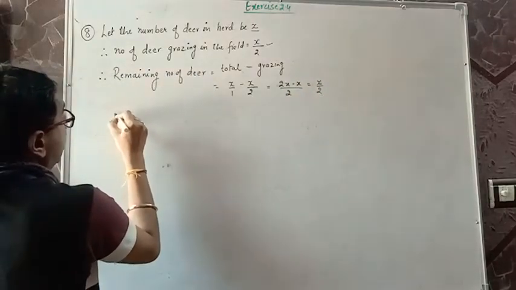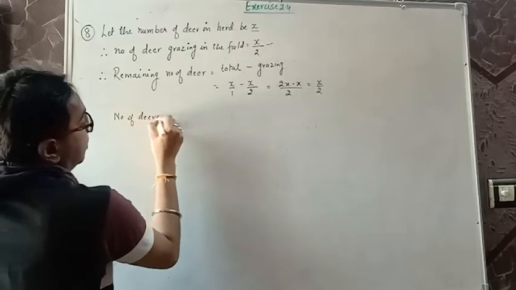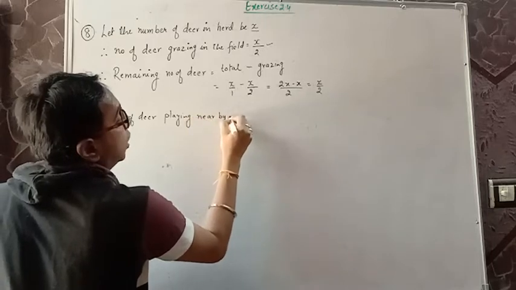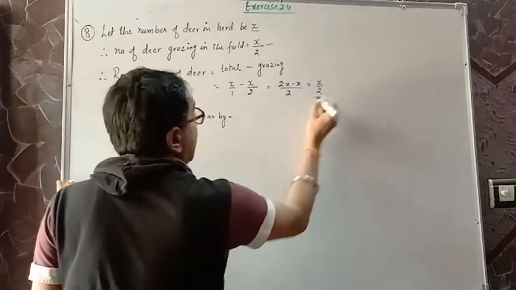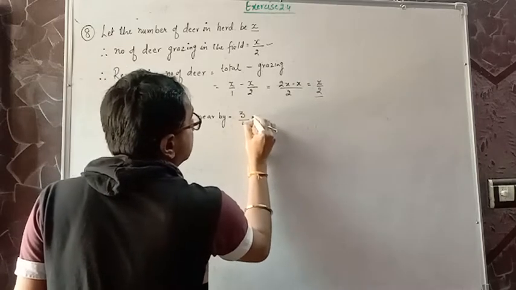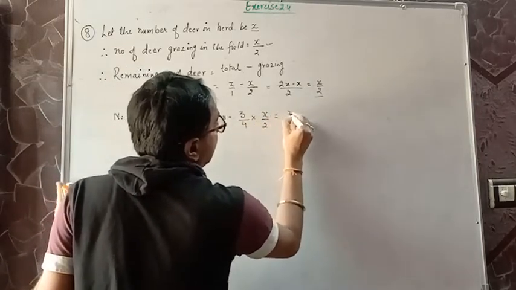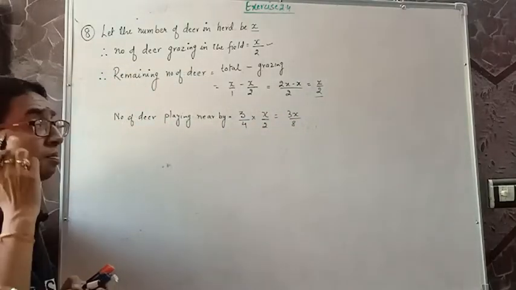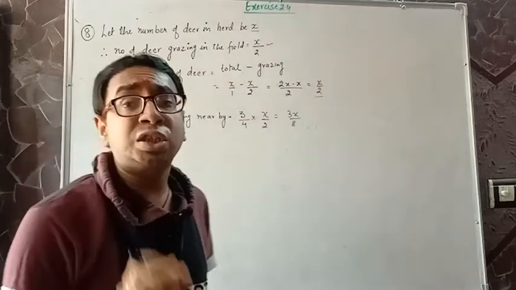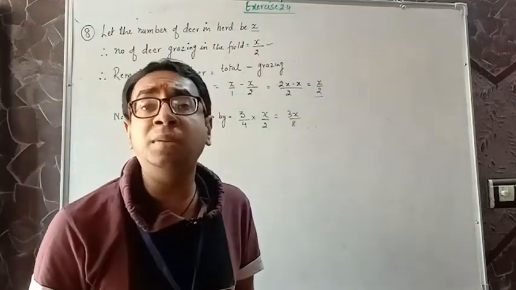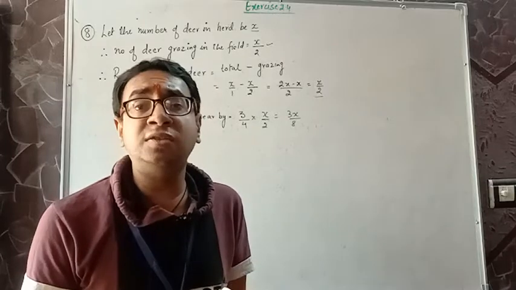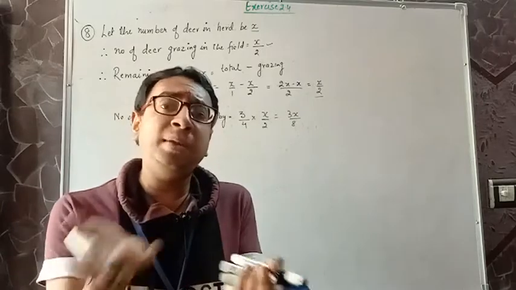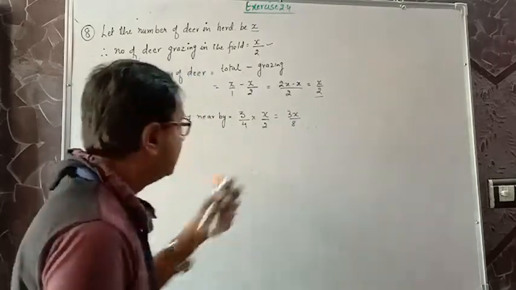Now, the number of deer playing nearby is equal to what? Three-fourths of the remaining. What is remaining? X by 2. Three-fourths of the remaining means this. Therefore, it would be 3x by 8. Two fractions are multiplied here. In case of multiplication, we never take the LCM, which is a blunder most students make. I told you, in multiplication we never see like or unlike fractions; we simply multiply numerator with numerator and denominator with denominator. Same thing I did.